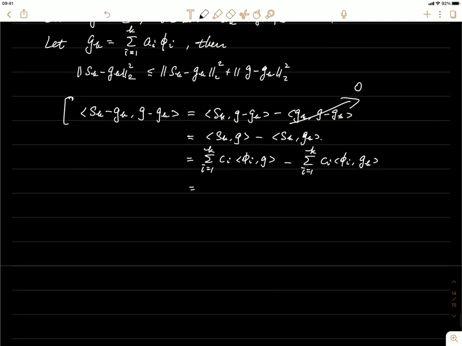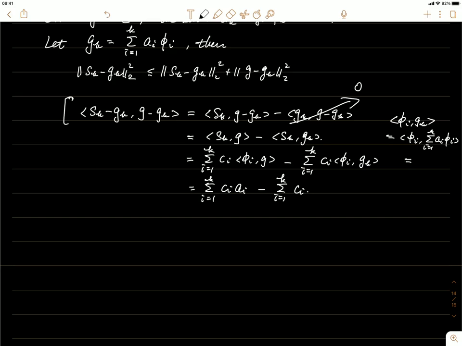And remember that this first term is giving us c_i and a_i, because we know the projection of g to each of these phi's is a_i. And now the second term will be c_i times the inner product of phi_i and g_k. But g_k is just the sum of a_i phi_i for i from 1 to k. Well, apparently we will take the inner product, because these phi's are orthonormal, so we only have one term left.